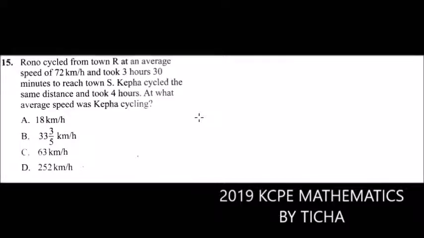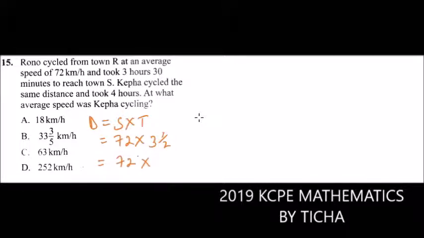So what you need to do is, because with Kcpe we are only given time, we need the distance. But for Rono we have been given the speed and time. So distance is equal to speed multiplied by time. This means that the distance from R to S is 72 kilometers per hour multiplied by 3 hours and 30 minutes, which is the same as 3.5 hours.